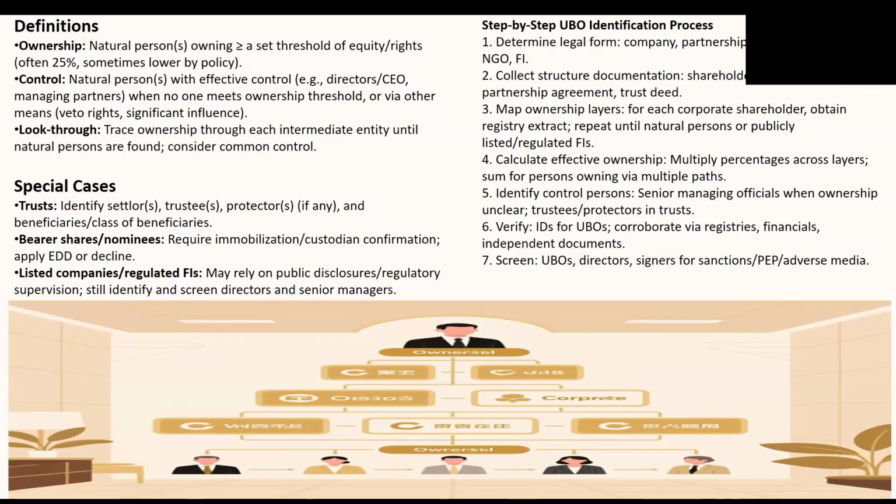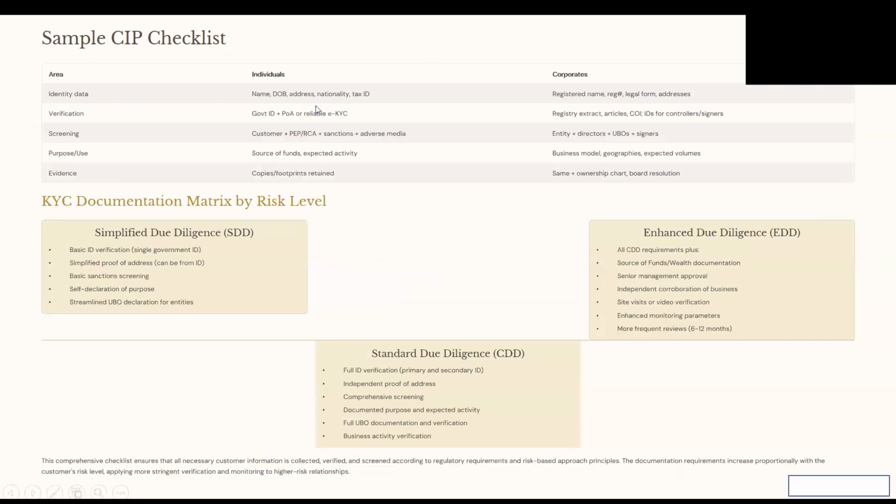But why am I covering it? Because we have discussed this already. Coming back to the sample CIP checklist. This particular checklist varies from country to country and client to client. We have already discussed what simplified, standard, and enhanced due diligence are. Identity data: for individuals, name, DOB, address, tax ID, nationality. For corporate, it is registered name, legal form, address.